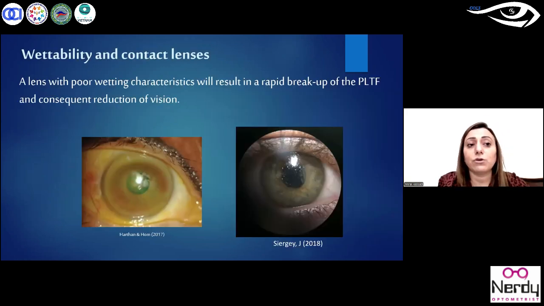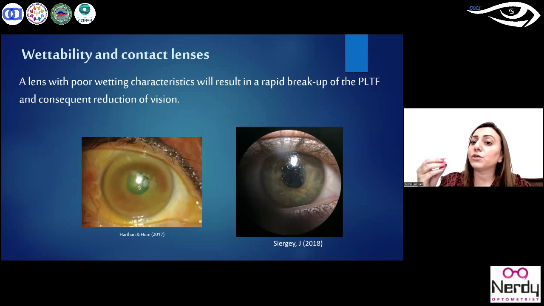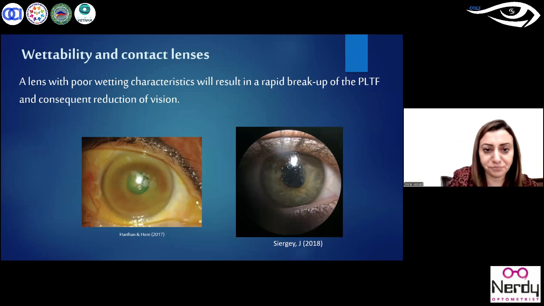Now, wettability and contact lenses, we can agree that a lens with poor wetting characteristics will result in a rapid break of the tear film. You know how we sometimes measure the tear breakup time. So if a contact lens is not wettable, it will cause a rapid breakup of the tear film. And a rapid breakup means discomfort, a feeling of dryness, and unstable vision.